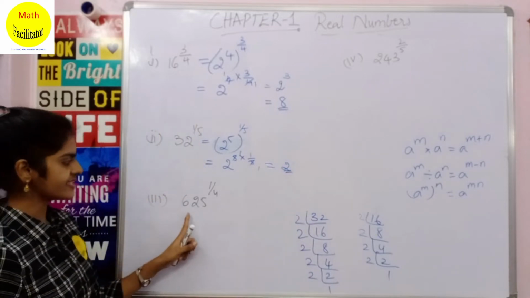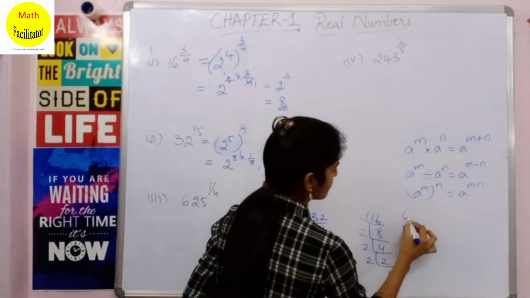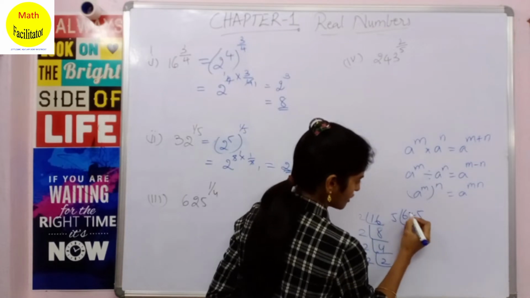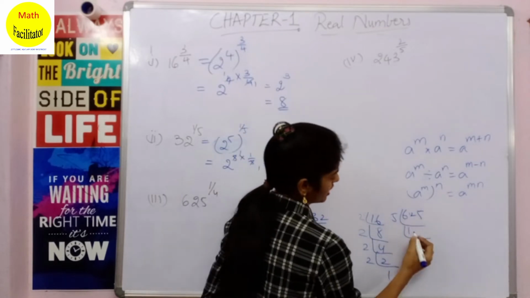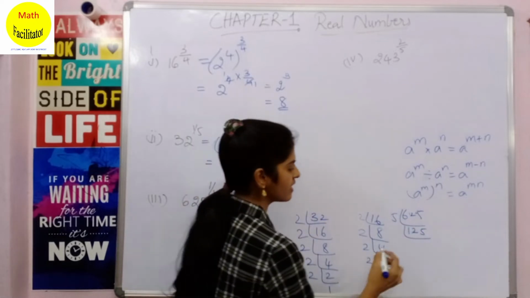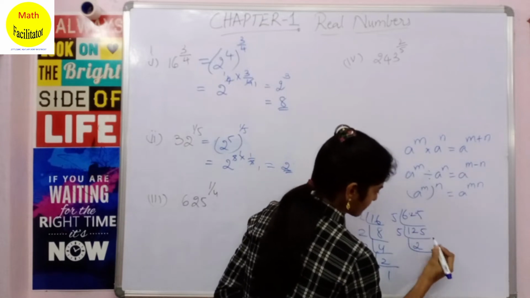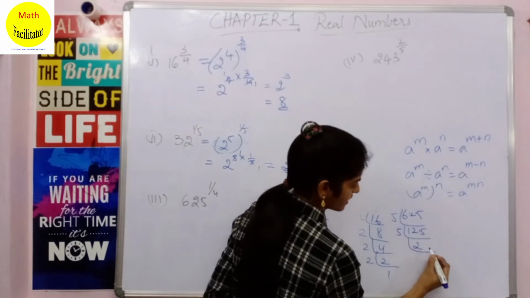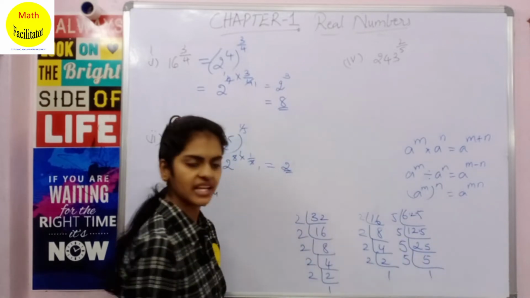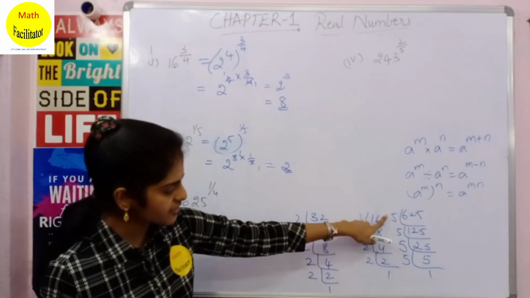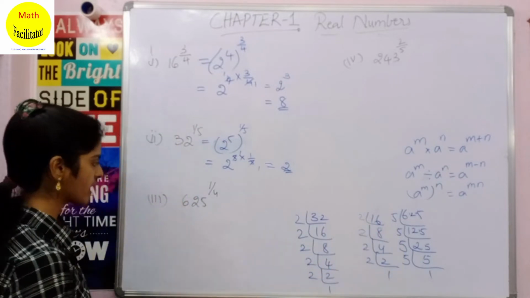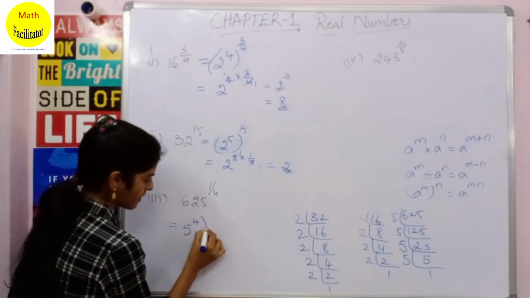Now here 625. You also have to prime factorize 625. 5 1s are 5, you have a remainder 1. Now this is 12. 5 2s are 10, you have remainder 2. Now this is 25, 5 5s are 25. Again 5 5s are 25, 5 1s are 5. So 625 you can write as 5 into 5 into 5 into 5, which is nothing but 5 to the power 4.